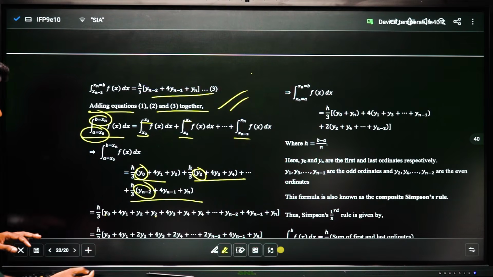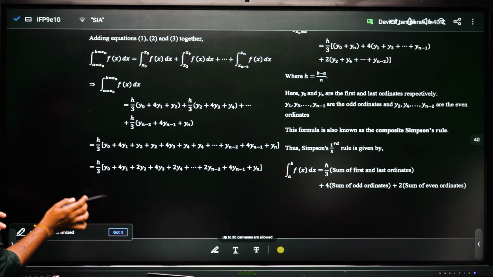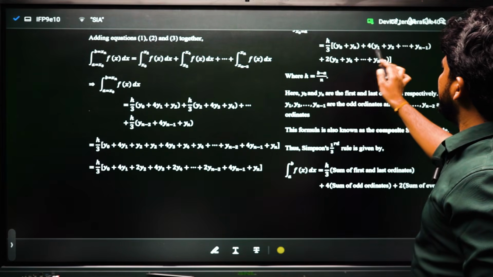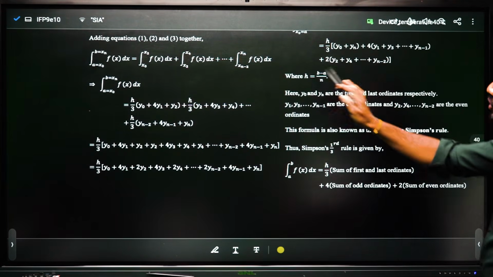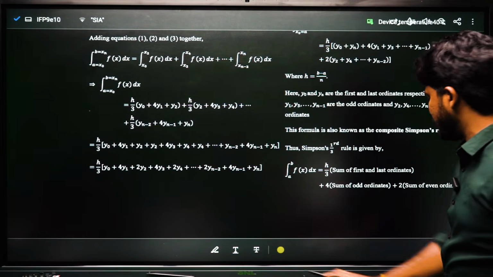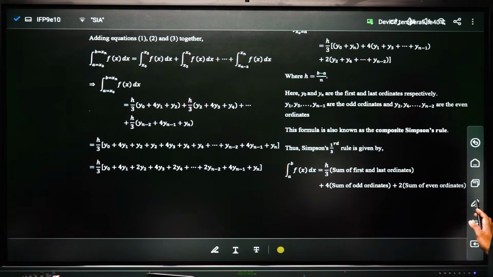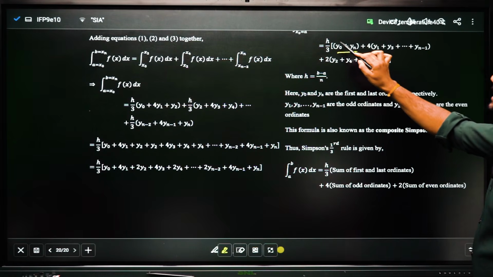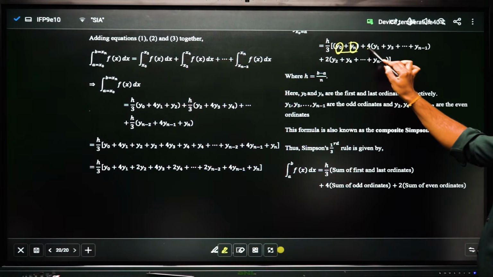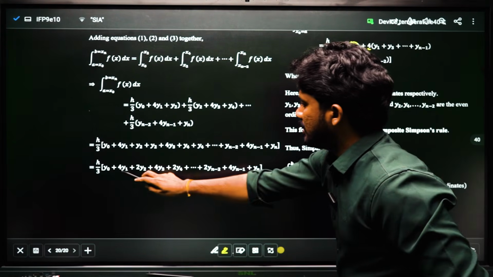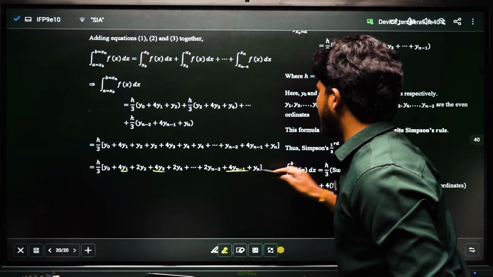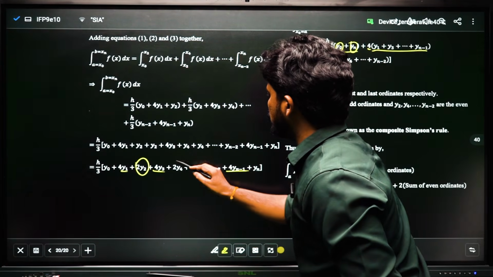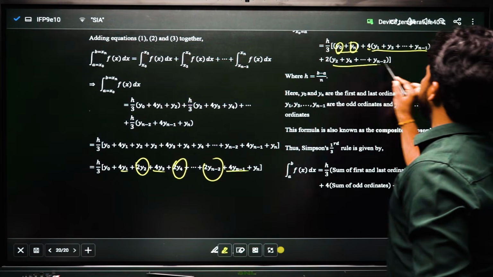So from all the values, take y0, yn common, take 4 common and take 2 common, then you will get the different values like this. y0 and yn are the initial value and last value. When you take 4 common from all the values, the remaining values are like this. When you take 2 common, you get the values like this.